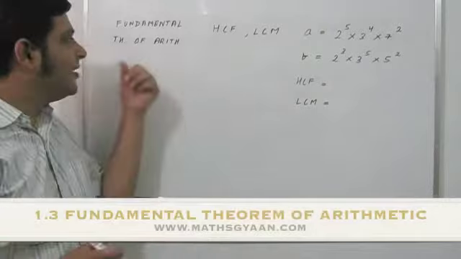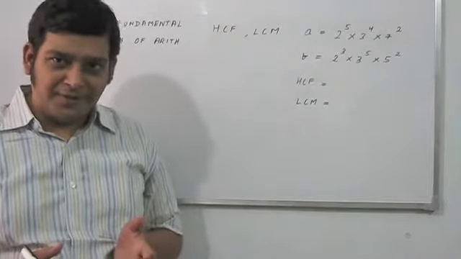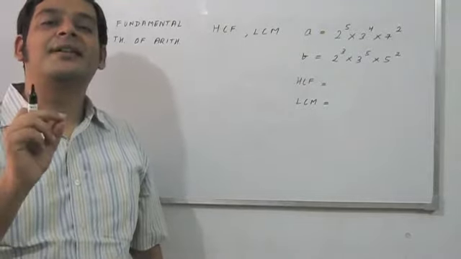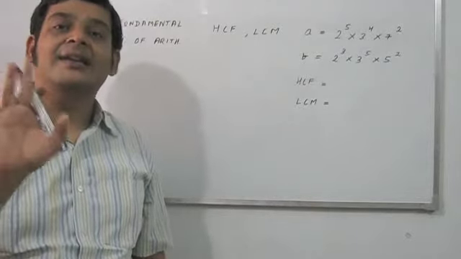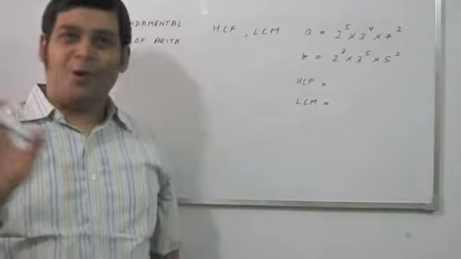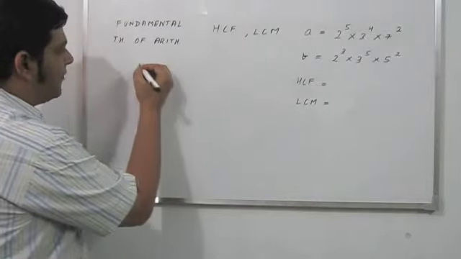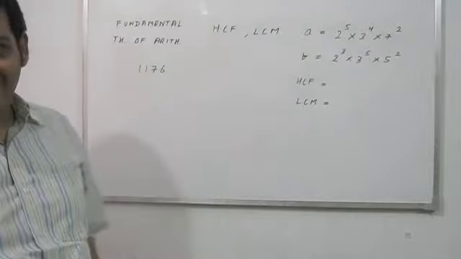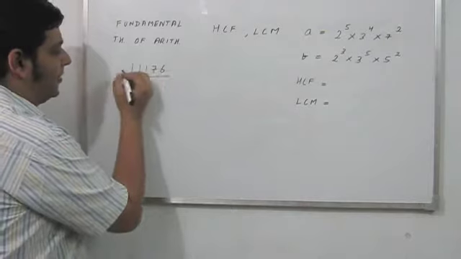Now let's look at the Fundamental Theorem of Arithmetic. It's a very simple concept. All it says is that a composite number can be written as a product of primes with their powers in a unique way. The order is not relevant. Let me take an example. Say, for example, I am given the number 1176. Very clearly it is not a prime number. Let us try and factorize it first.